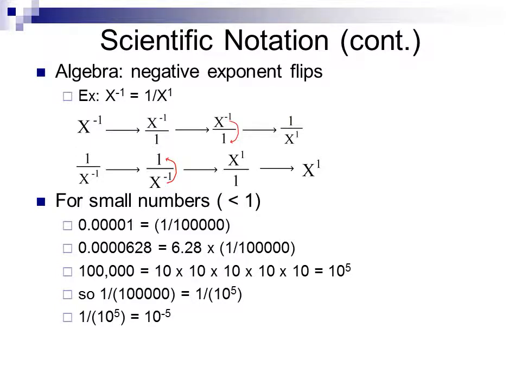If I flip that to the other side of the fraction, I can make it negative as 10 to the minus 5th. So I can report 0.0000628 as 6.28 times 10 to the minus 5th for that reason. So we get a final answer of 6.28 times 10 to the minus 5th.